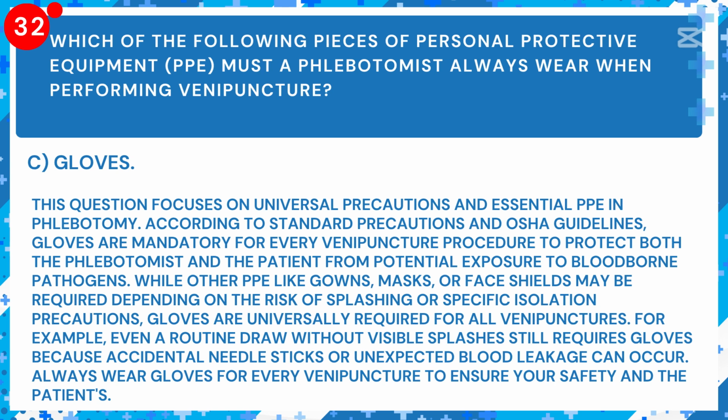PPE in phlebotomy. According to standard precautions and OSHA guidelines, gloves are mandatory for every venipuncture procedure to protect both the phlebotomist and the patient from potential exposure to bloodborne pathogens. While other PPE like gowns, masks, or face shields may be required depending on the risk of splashing or specific isolation precautions, gloves are universally required for all venipunctures. For example, even a routine draw without visible splashes still requires gloves because accidental needle sticks or unexpected blood leakage can occur. Always wear gloves for every venipuncture to ensure your safety and the patient's.